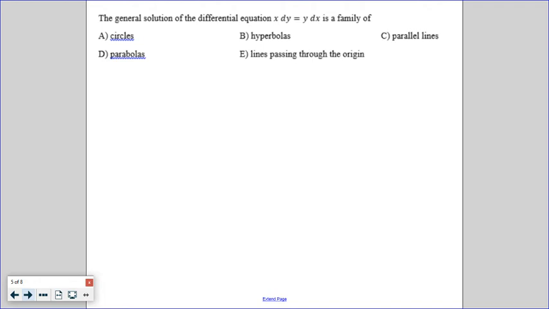All right, on our next one, the general solution of the differential equation x dy equals y dx is a family of, and so I wasn't really sure what to think of this one at first, and so what I just did is I just figured out what the original equations were. So let's start and look at that. First of all, I see that it is a separable differential equation, so I needed to move my y to the left and my x to the right by dividing.